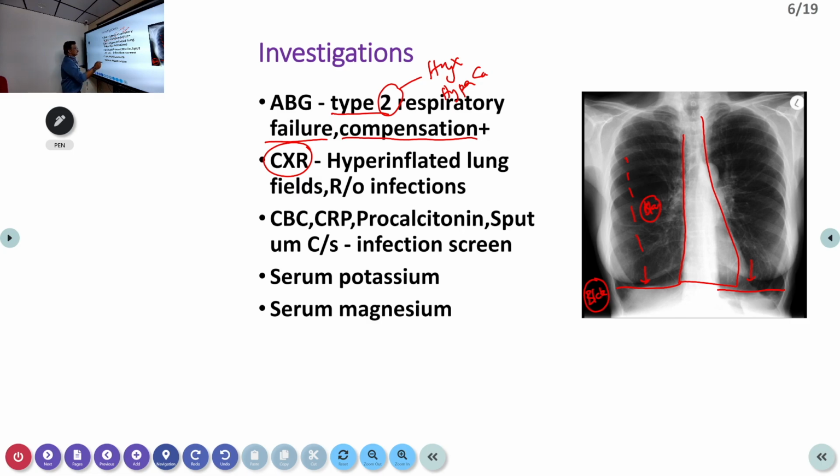CBC may show an infective finding. WBC count can be elevated, then you have to suspect a bacterial infection. CRP is mostly elevated in inflammation and infection. Procalcitonin will be elevated in infective exacerbation due to bacteria. Sputum culture and sensitivity can be done because that will give the possible organism.